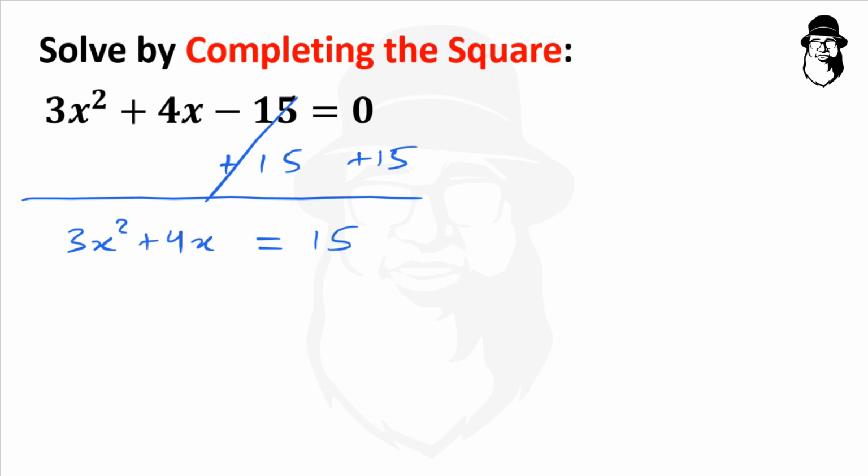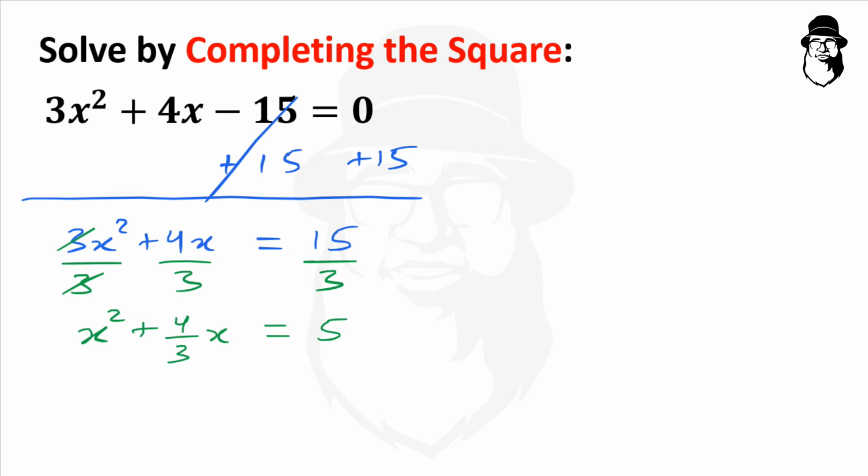Now, the second step is to get rid of the coefficient of x squared, meaning its coefficient should be 1. So we divide every term by 3. This 3 will be gone with this 3. And on the left side, we'll have x squared plus 4 over 3x is equal to 15 over 3, which is 5.